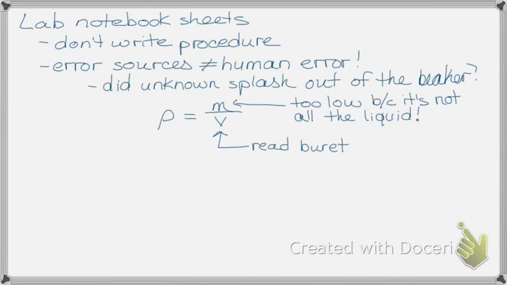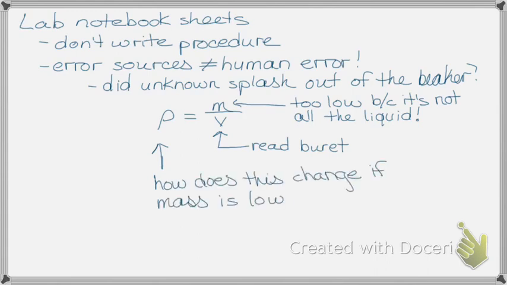So now you need to think about, okay, if not all of the liquid was in the beaker when I massed it, what is that going to do to my density? So it's up to you to figure out, is that going to result in a higher or a lower density if your mass is erroneously low, because not all the liquid was actually there when you massed it.